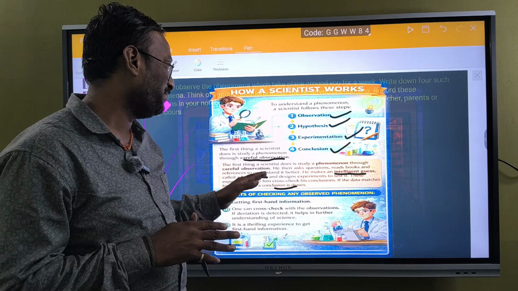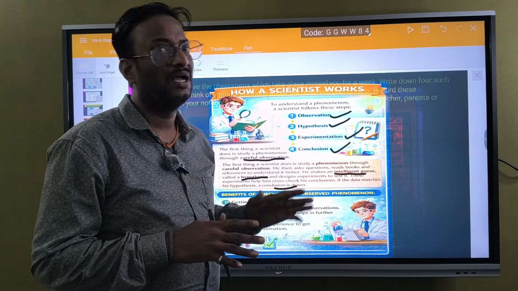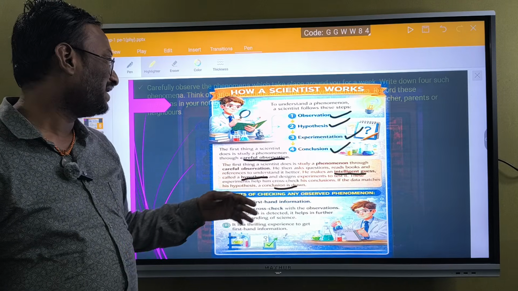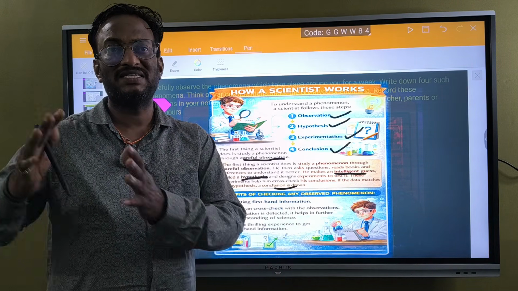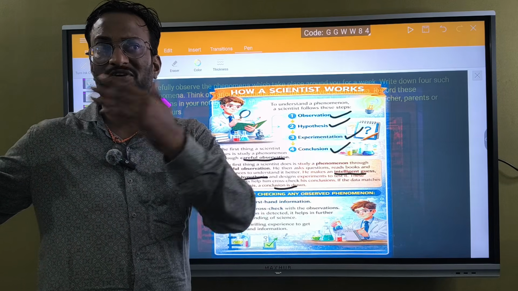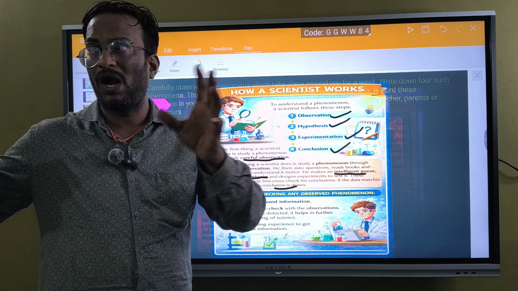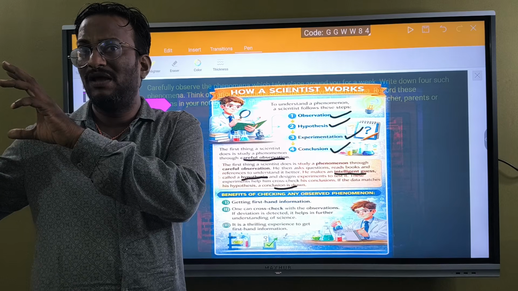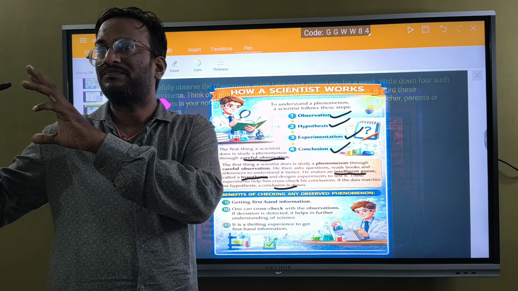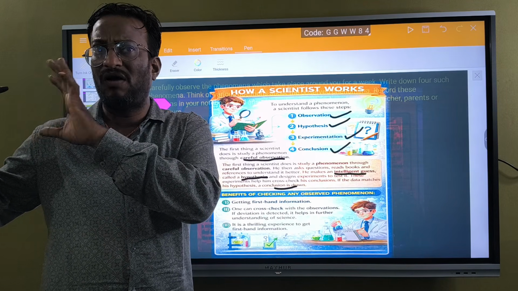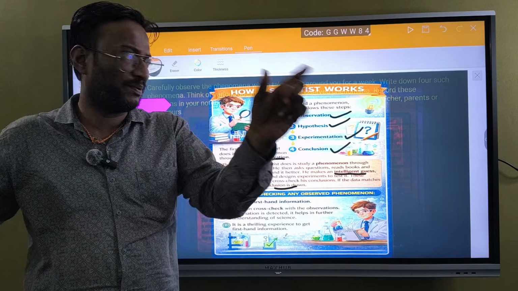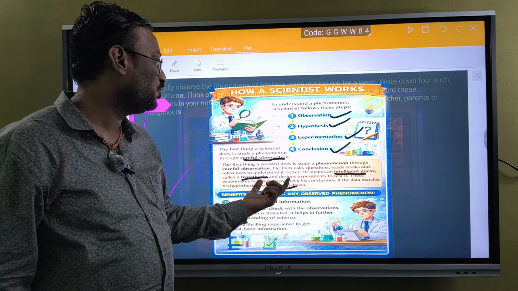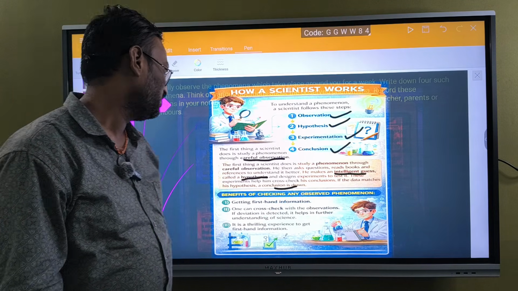These experiments help him cross-check his conclusion. If the data matches his hypothesis, a conclusion is drawn. He has a hypothesis first, and after that he will do experiments. In some thinking, he will get some information, and after that he will do experiments. If both match, the thinking and the experimentation, then he will go for the conclusion.